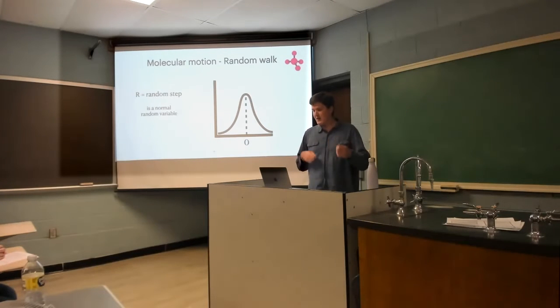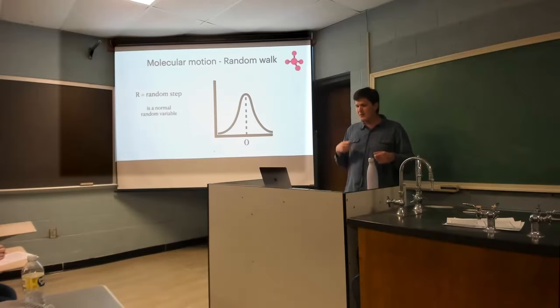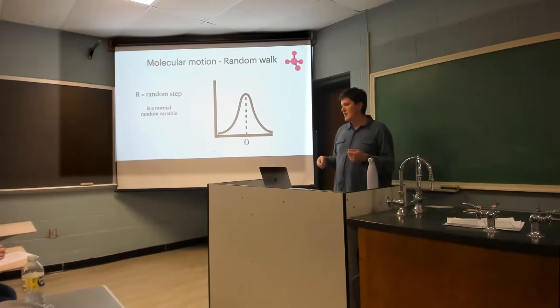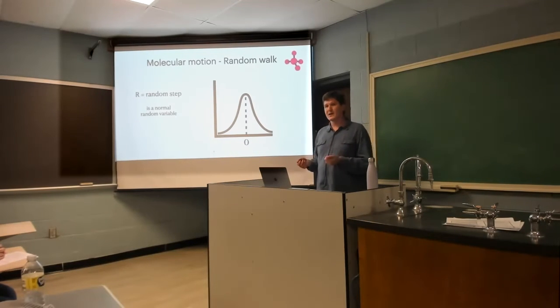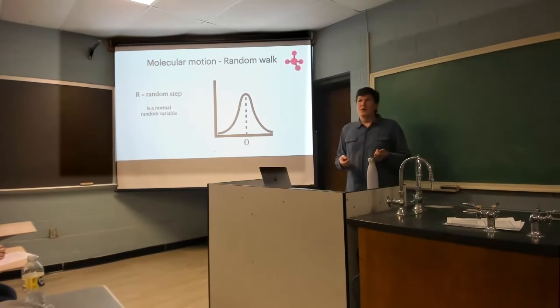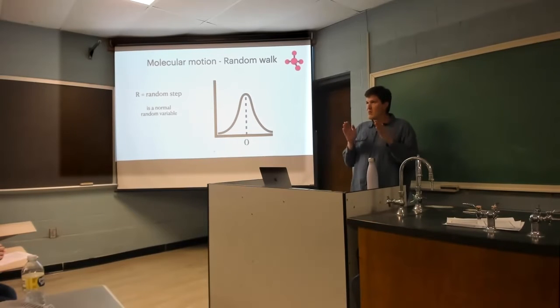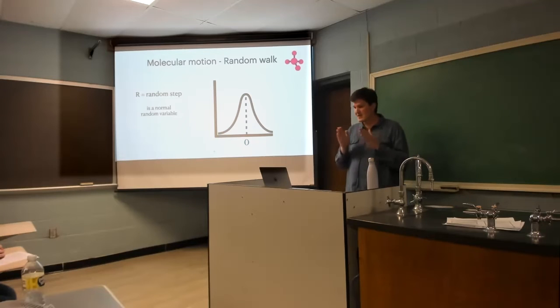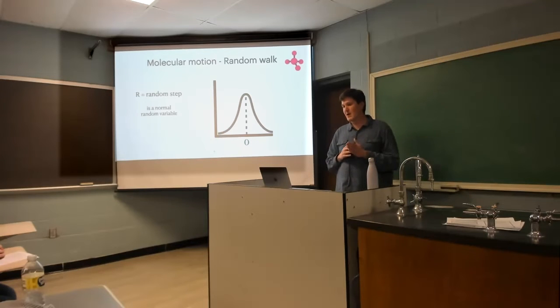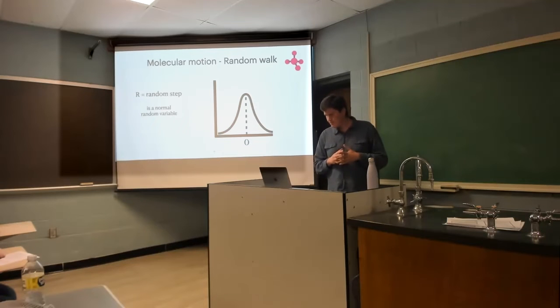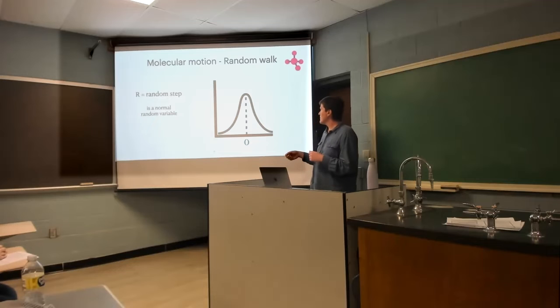So by iterating this random walk, that's how we model the molecular motion. And we can make this more and more accurate by taking the steps smaller and smaller. We can make it close to Brownian motion in a sense by taking these random steps smaller and smaller. So we have some freedom here.